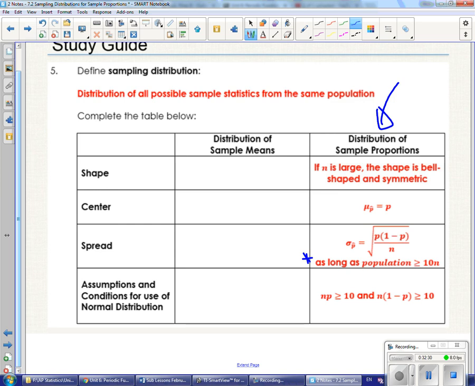In order to use a normal distribution, you must check that condition, that n times p and n times 1 minus p are both greater than or equal to 10. So don't call it normal if you haven't done those calculations. If it asks you to describe the shape and you've got a really small sample, you want to make sure that you're just referring to it as bell-shaped and symmetric and not normal unless both your successes and failures are greater than 10.